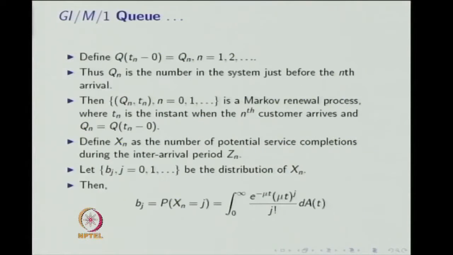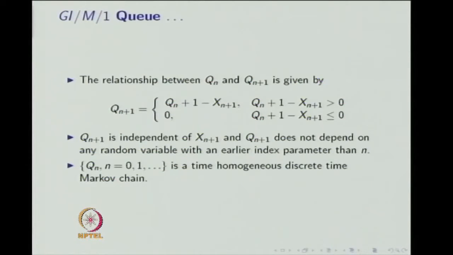The way we define Qn is the number of customers in the system just before the nth arrival. One can relate Qn plus 1 in terms of Qn. We can find the relationship between Qn and Qn plus 1. That is, Qn plus 1 will be Qn plus 1 minus Xn plus 1, whenever Qn plus 1 minus Xn plus 1 is greater than 0. Otherwise, it is 0 for Qn plus 1 minus Xn plus 1 less than 0.